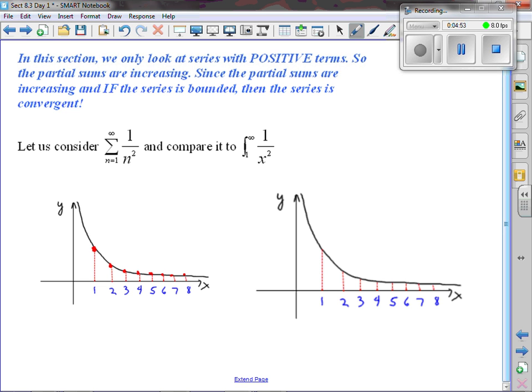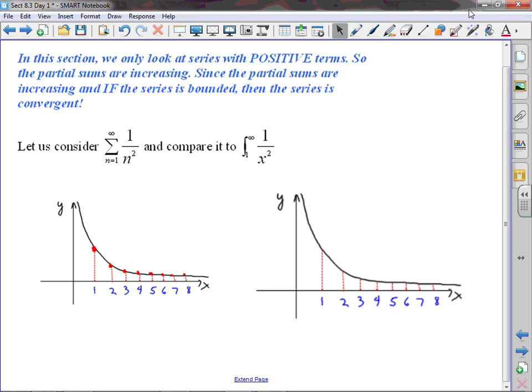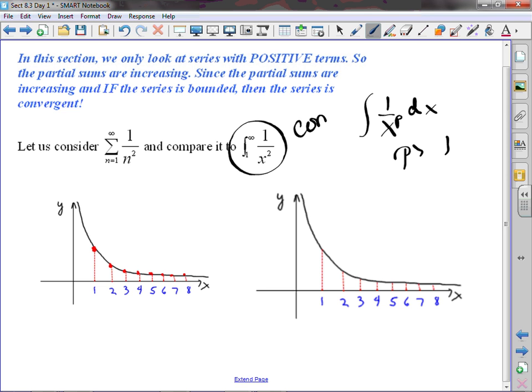Okay. Does 1 over x squared converge? Well, how do you know? If you did the homework, you should have some idea. Remember, this was the integral of 1 over x to the p. And remember that this converged if p was greater than 1. We did that yesterday. Otherwise, you could integrate it. You need to be able to integrate it. So does this converge or diverge? Okay, it converges.